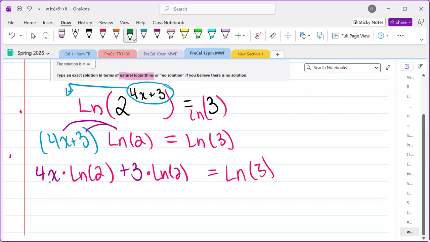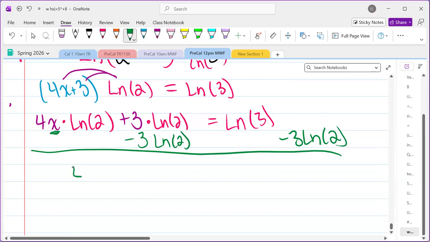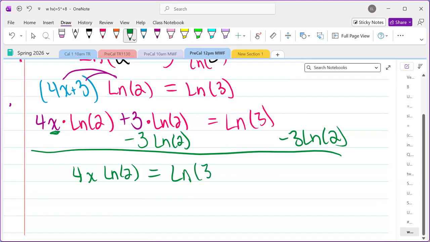Now, in order to get my x by itself, I've got stuff being multiplied to the x, and then I've got a thing being added over here. So before I deal with the multiplication, I'm going to deal with that added term by subtracting it to the other side. So now I have 4x natural log of 2 is equal to the natural log of 3 minus 3 natural logs of 2.